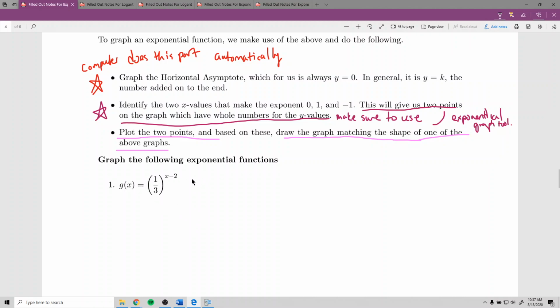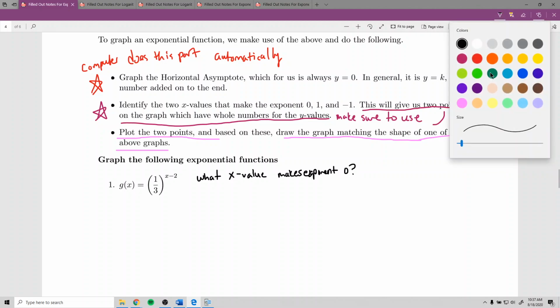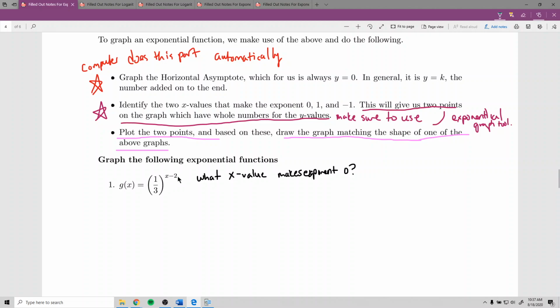Okay. All right, so first one, g of x equals (1/3) to the x minus 2 power. What x value makes the exponent 0? Well, you can probably just look at it and say, well, if the x is 2, then 2 minus 2 is 0. Well, that's what we want to start. So what we're going to do is plug in x equals 2. And we get g of 2. The y value is (1/3) to the 0 power. And anything to the 0 power is 1. All right, so what this is telling you is (2, 1) is a point to plot. We plugged in x equals 2, we got out y equals 1.